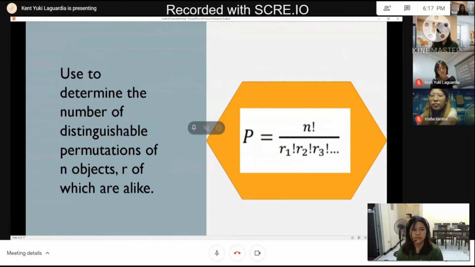Number 2. Use to determine the number of distinguishable permutations of n objects, r of which are alike. The formula is P equals n factorial over r1 factorial, r2 factorial, r3 factorial, and so on.